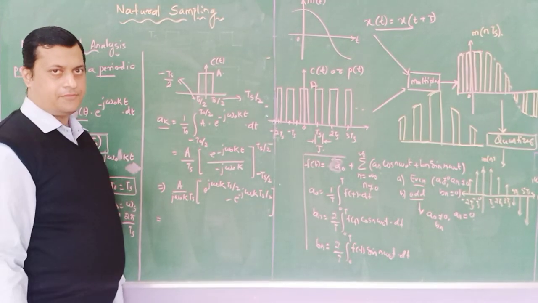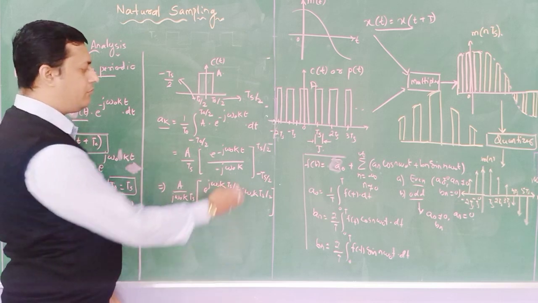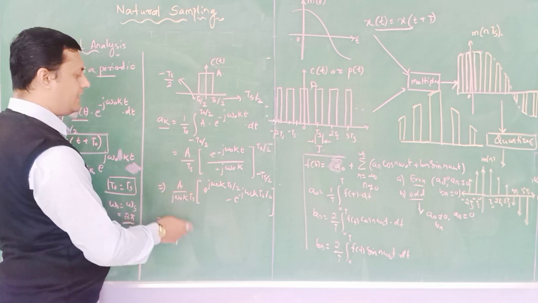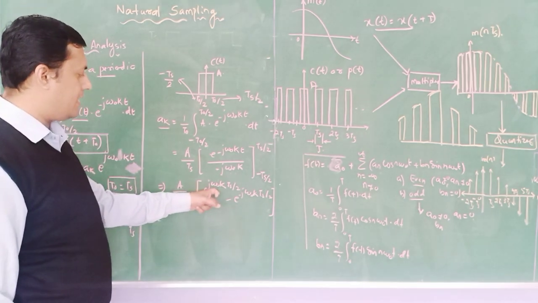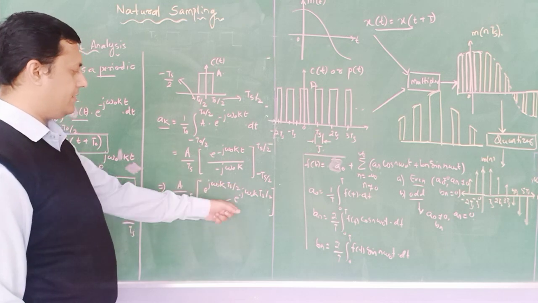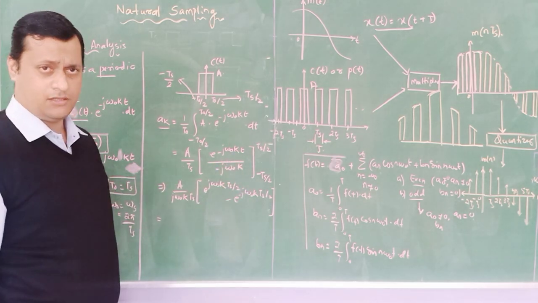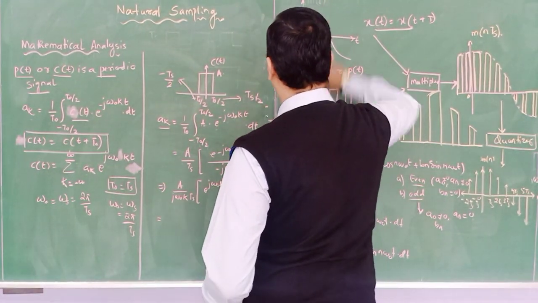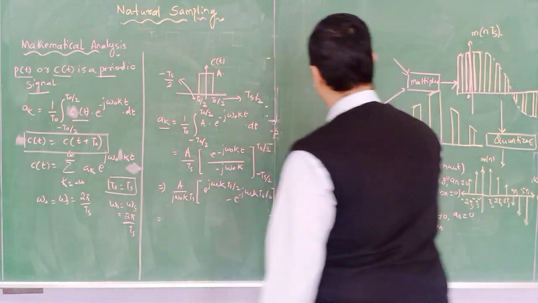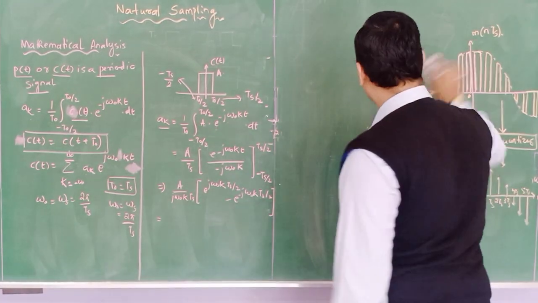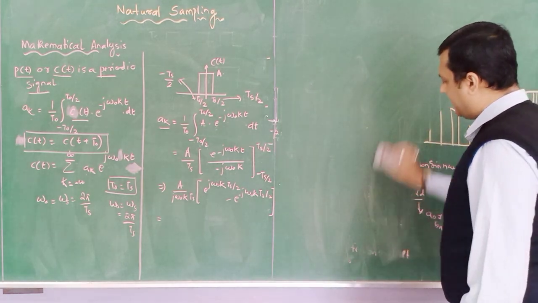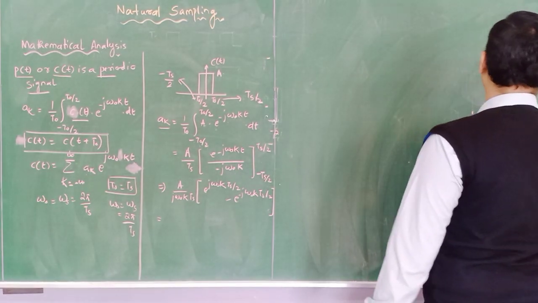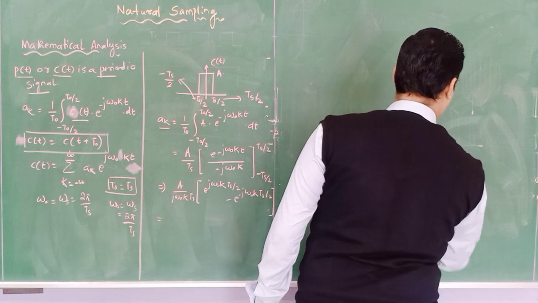Take this value outside, take this minus inside, put this limitation. You will get A divided by j omega naught k into ts, whole into e to the power j omega naught k ts by 2 minus e to the power minus j omega naught k ts by 2. Okay. Now when I solve this relation, I will get it in terms of the sinc function, and that sinc function is a representation of a rectangular pulse.